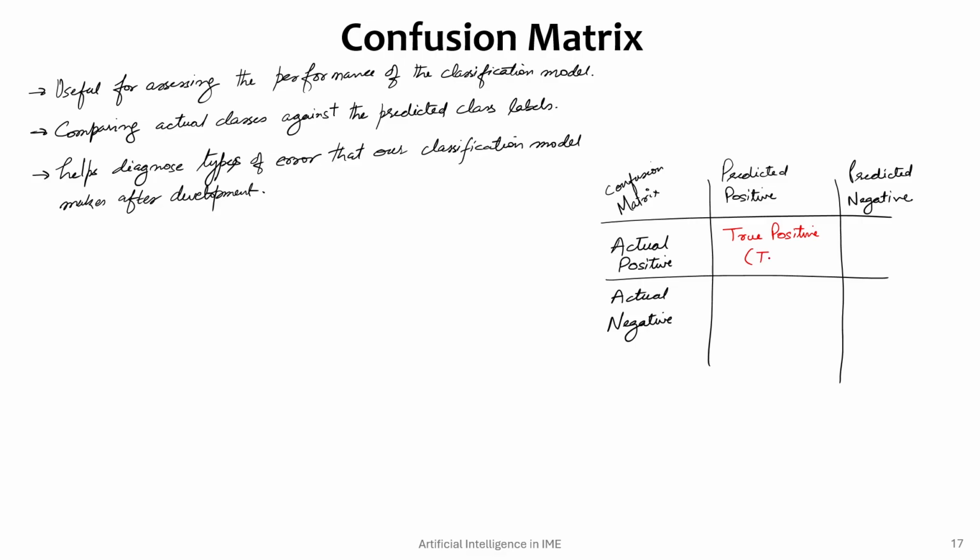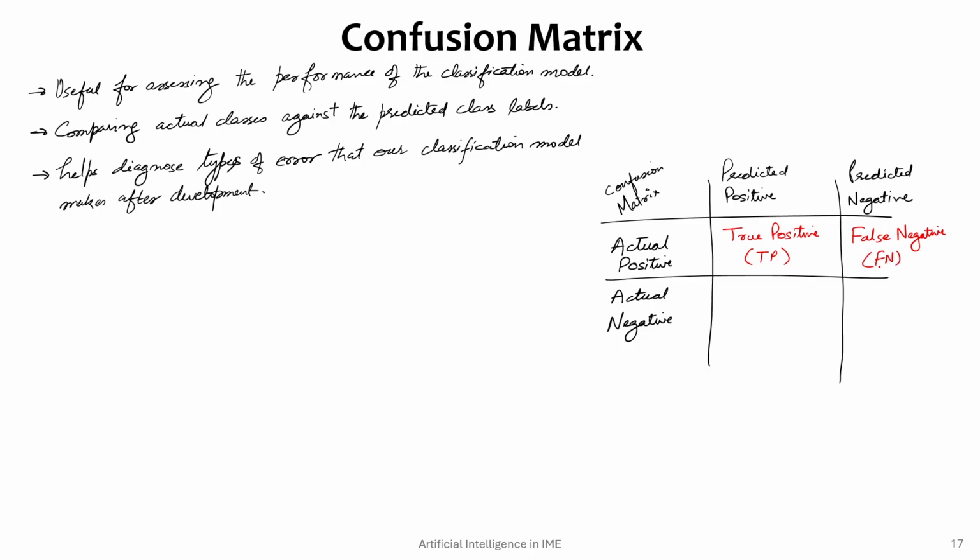Okay, so this can be represented by TP. Now let's say your instance is actually positive, but your model is predicting it as negative, so this is false negative. So here your model is failing to identify that it was actually a positive label, but your model is predicting it as negative, right? So this is FN.